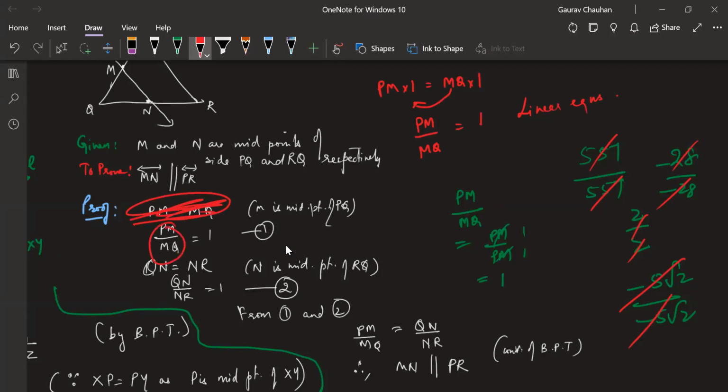You just start from here. Then you think like this. PM by MQ is equal to PM by PM is equal to 1. Okay? Both things will give you the same result. That is PM by MQ will be equal to 1. Are we good?